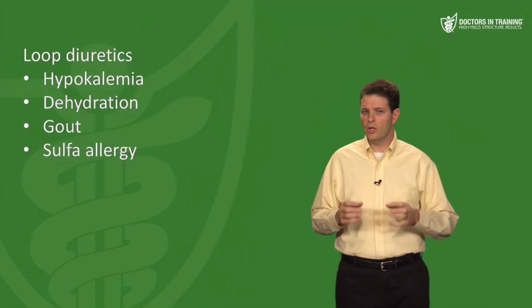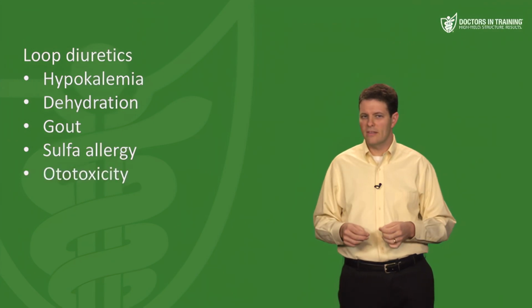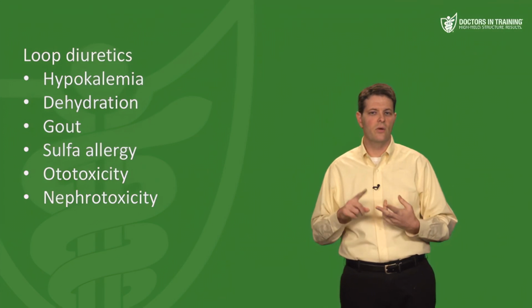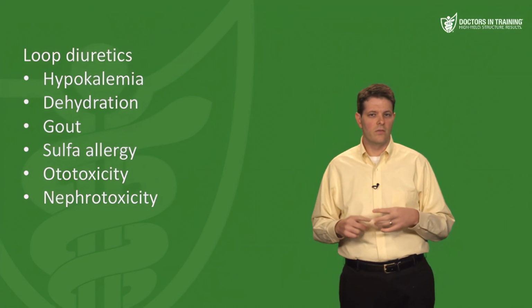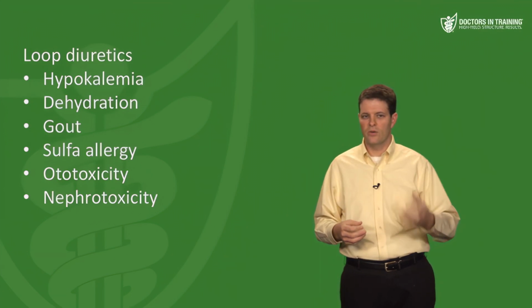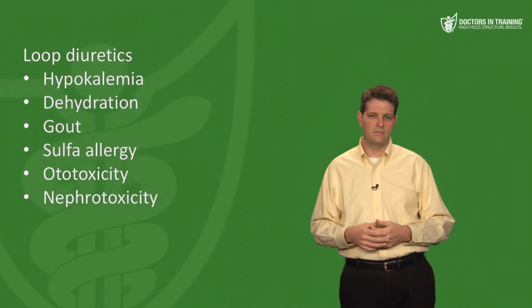And it's pretty rare, but loop diuretics may cause ototoxicity and nephrotoxicity, similar to the aminoglycosides and also to vancomycin. So if you give a loop diuretic plus an aminoglycoside, you could really increase the risk of ototoxicity and nephrotoxicity.